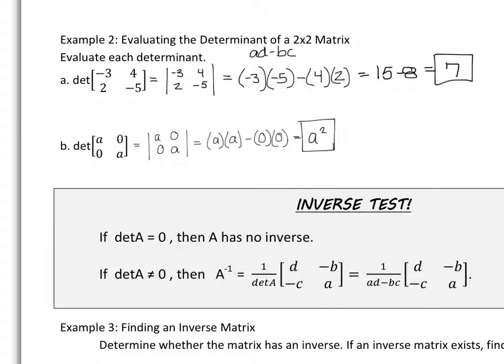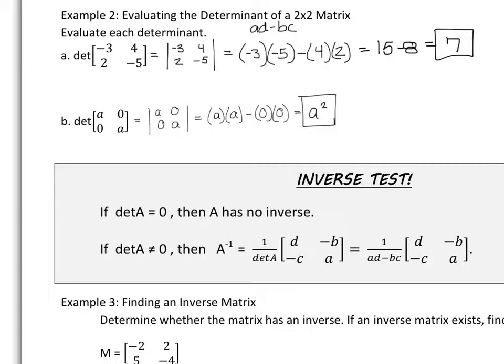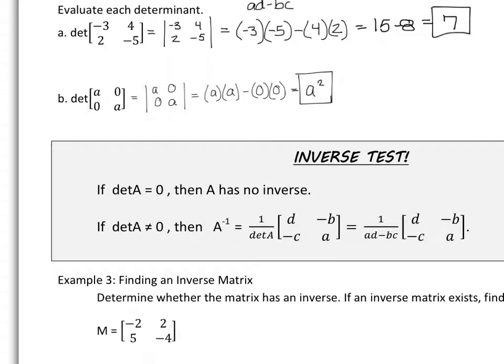So what can we do with that? Well, it depends on what the number that you got was. If the determinant equals 0, then A has no inverse. So if on your homework you get the determinant to equal 0, then the answer would be no inverse. It doesn't exist.